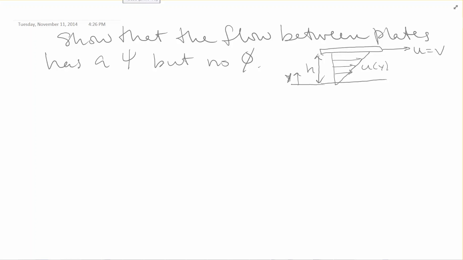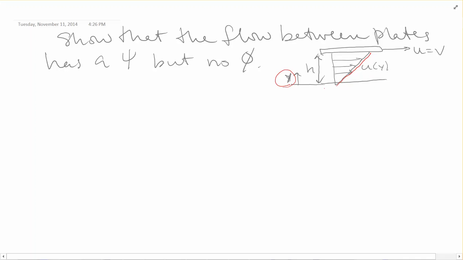In this problem, we want to show that the flow between the plates has a stream function but no velocity potential. And you can see I've drawn the picture that we have, and you'll notice we have a linear function between the plates. We're going to call that u. It's going to be a function of y, so y is the vertical distance as we go up.